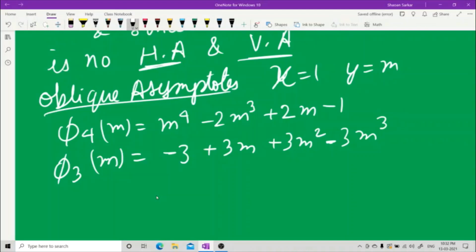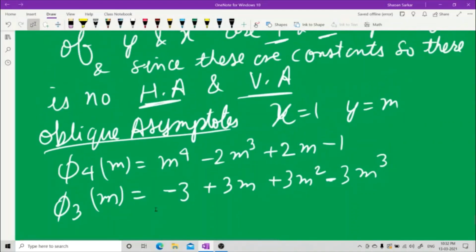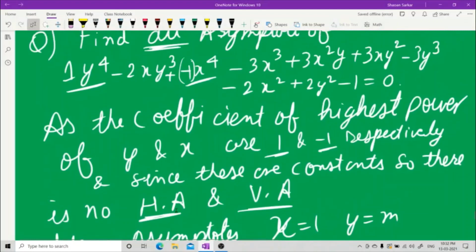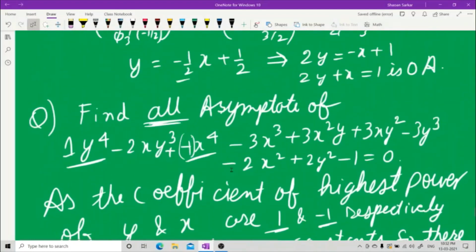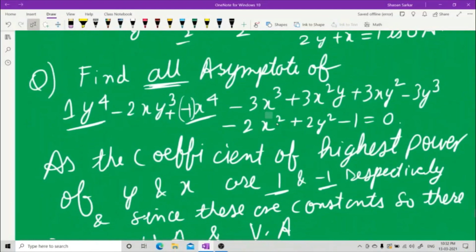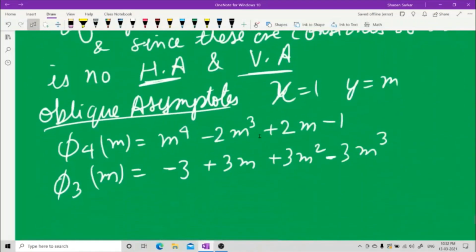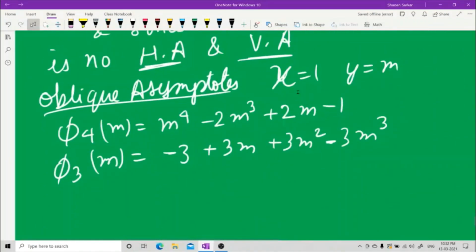Now what do we have in this? We have only phi 2. After the third power there is the second power. तीसरे power के बाद second power है. Now let us write it down. Phi 2 of m is nothing but minus 2 plus 2m square. That does the job.